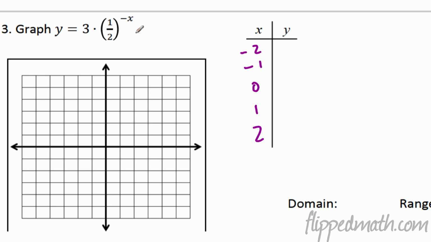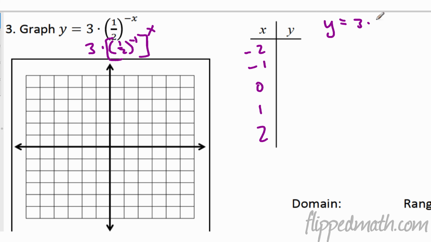If I rewrite this equation using the same rules I just did before, this is the same as 3 times 1/2 to the negative 1, and that's all raised to the x. Right? So that would be the same as, if I write it over here, y equals 3 times 1/2 to the negative 1 power. That flips the fraction, so that's going to give us 2, and that'll be raised to the x power. All right, so that's our equation.